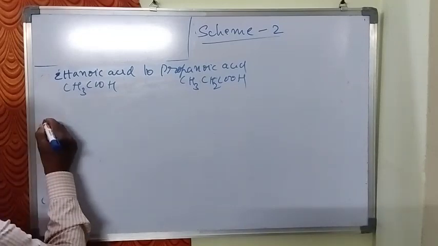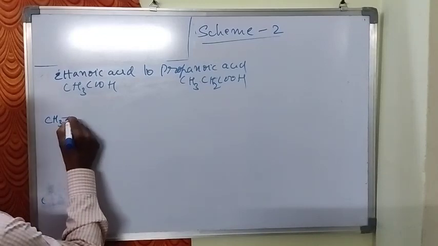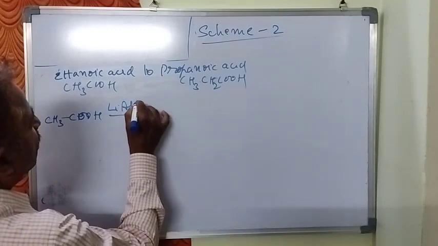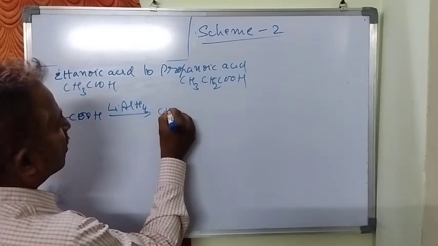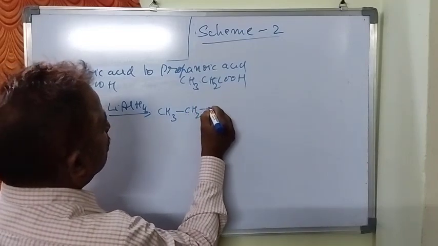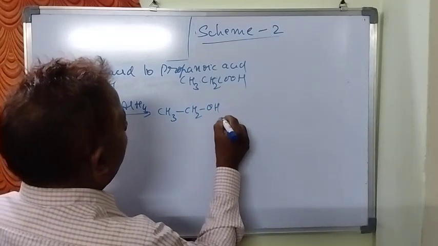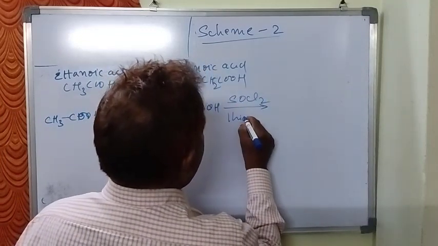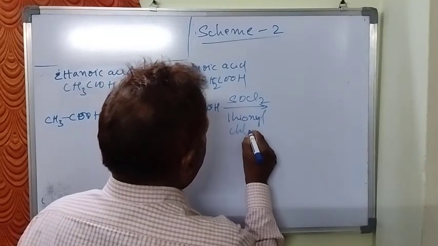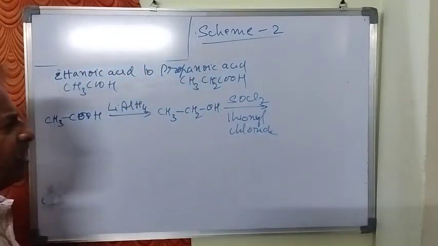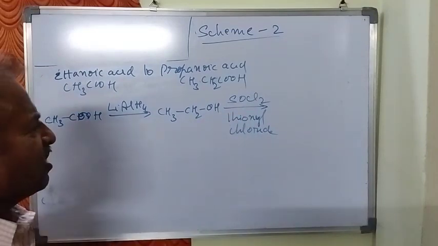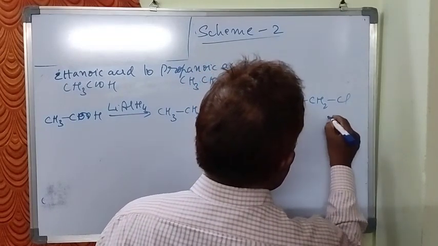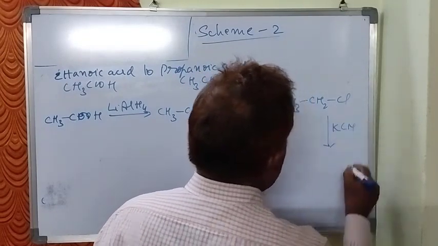So here in this case, CH3COOH in the presence of lithium aluminum hydride. Therefore, what do we get? This is CH3CH2OH. Now this is treated with thionyl chloride, SOCl2. This is thionyl chloride. If it is treated with thionyl chloride, the OH is replaced by Cl. Therefore, this is CH3CH2Cl. This on treatment with potassium cyanide.